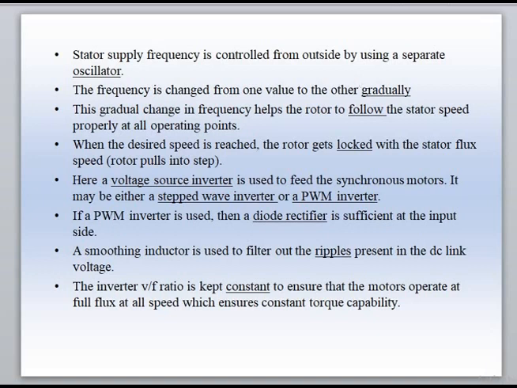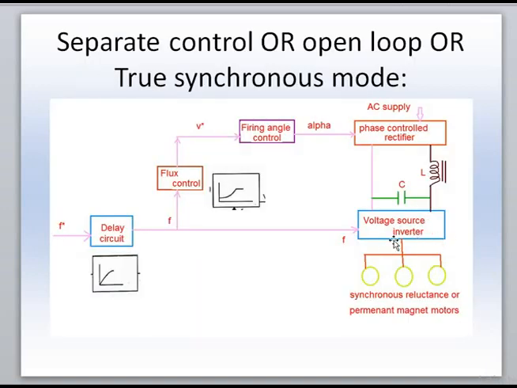Next one is, here we are using a VSI. VSI may be a square wave inverter, or it may be a PWM inverter. When you are using a PWM inverter, there is no need of a phase control rectifier. A diode rectifier is enough. That is an uncontrolled rectifier which is designed based on diodes only. That circuit is enough, because PWM itself controls both voltage and frequency. That's why when you are using a PWM VSI, it is enough.